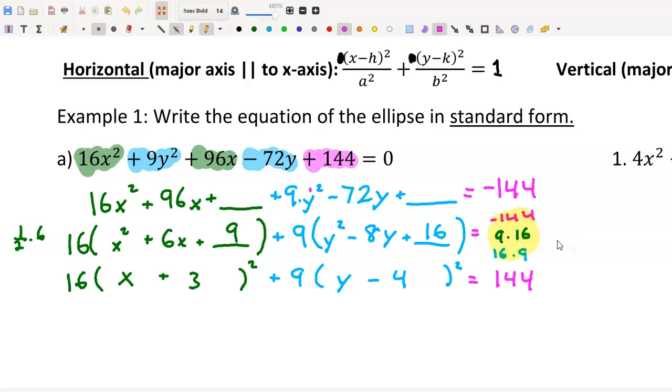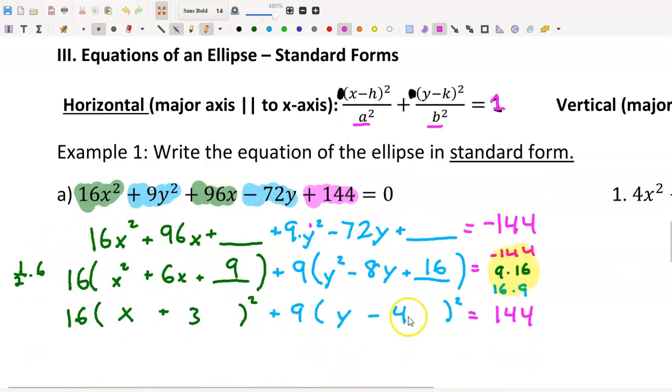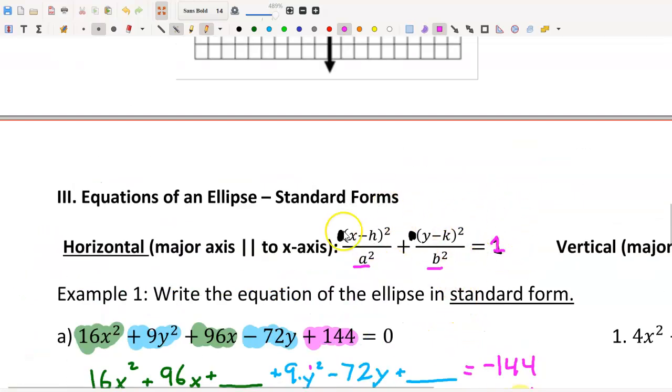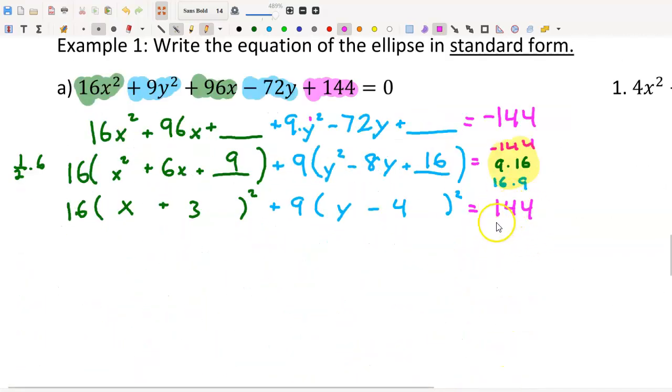Alright, so we are one step away, and that's it. So our goal is to have this, right, with numbers on the bottom, the a squared, the b squared, and this is supposed to be equal to 1. So how do we go from here to something that looks like this, that's equal to 1? So we need this side to be 1.